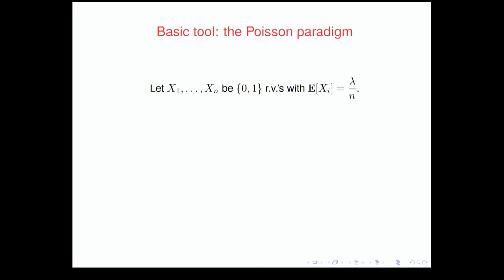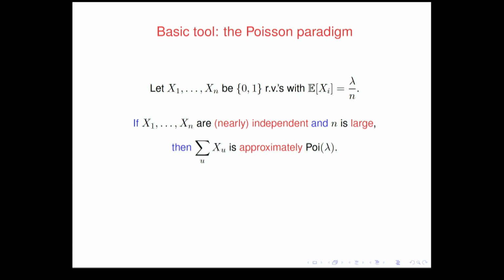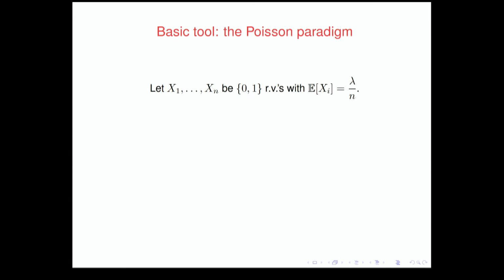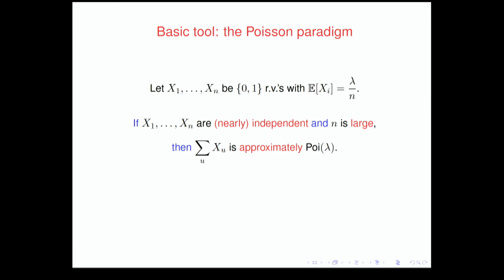And indeed, you look at books and papers, and this is what they use all the time, right? When they look at first-order properties. Okay, so what's the Poisson paradigm? You have a bunch of random variables, 0-1 valued, and they have some small expectation, lambda over n. You should think of lambda as a constant. So these are rare events. And now the conditions of the Poisson paradigm, this is an informal statement. It says that if these events or these random variables are nearly independent, and nearly I'm not defining, and n is large, then this sum is going to be approximately Poisson. It's distributed like a Poisson random variable with parameter lambda.